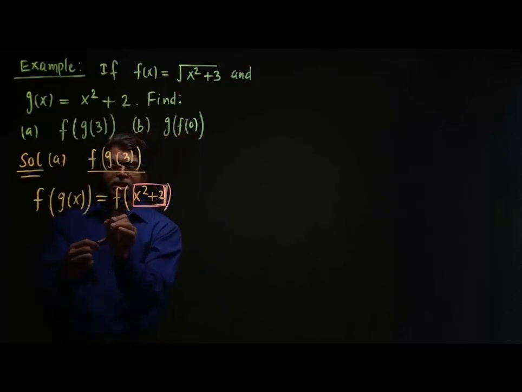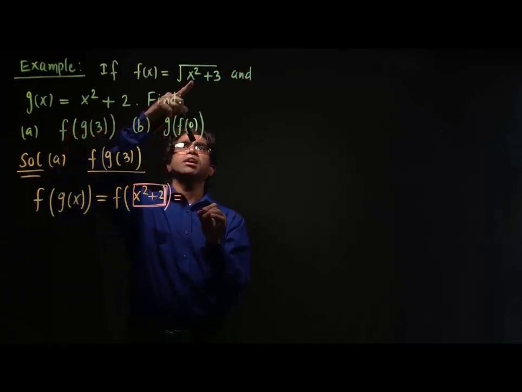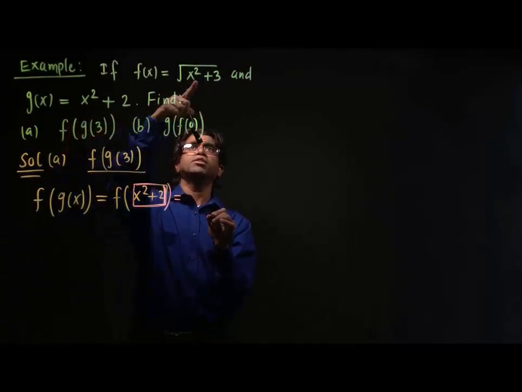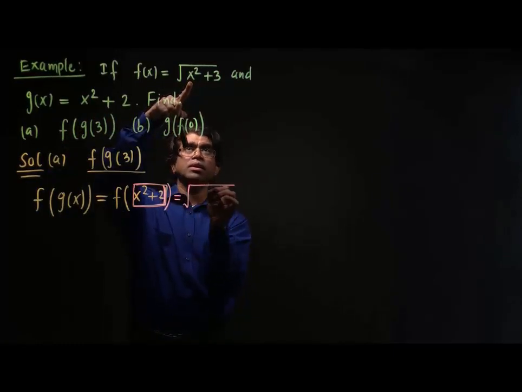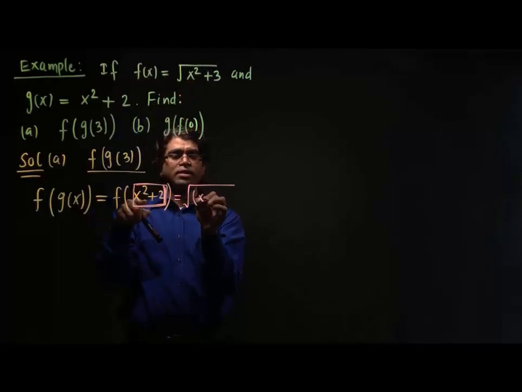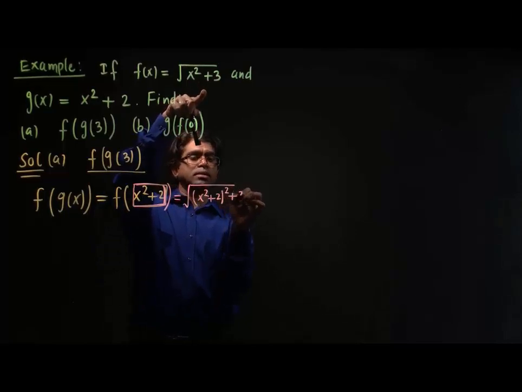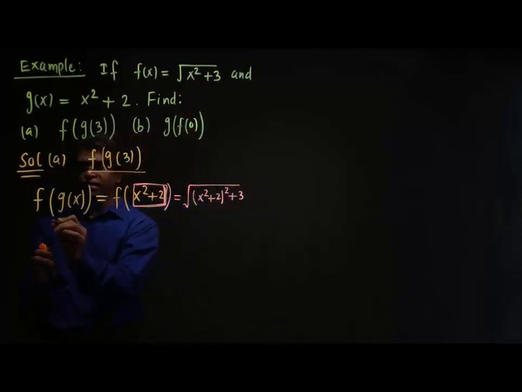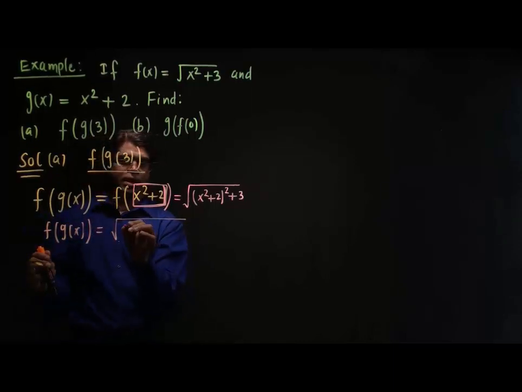So f of x is the square root of x squared plus 3. For x, I'm going to substitute this, so I will write the square root of, my x is now x squared plus 2, and then a whole square plus 3. So as you can see, my f of g of x is the square root of (x squared plus 2) whole squared plus 3.